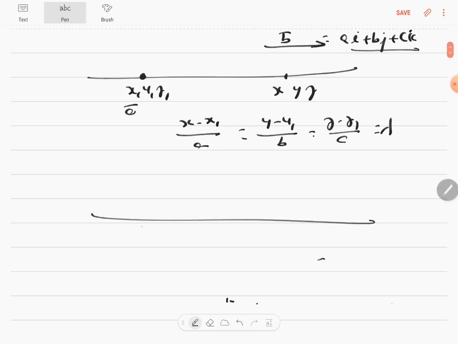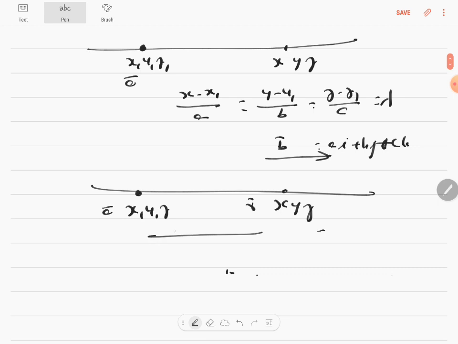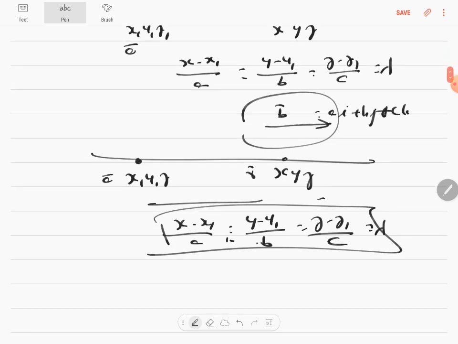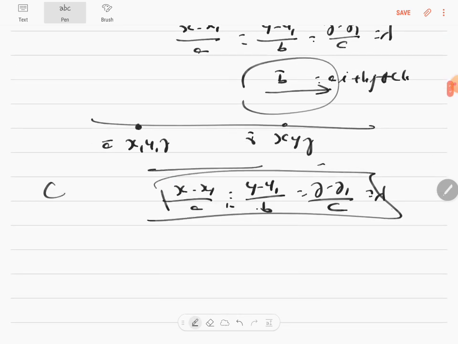So the equation of a line passing through the point x1, y1, z1, which is called an A vector, parallel to another vector B vector whose direction ratios are Ai plus Bj plus Ck. Then you can imagine an arbitrary point R vector which is x, y, z, and this vector is parallel to this vector. So x minus x1 by A is equal to y minus y1 by B is equal to z minus z1 by C is equal to lambda is the equation of this line. This is the way in which you write the Cartesian format.